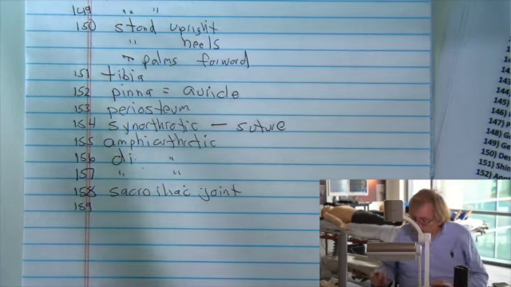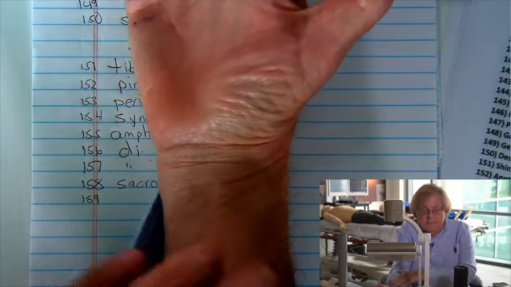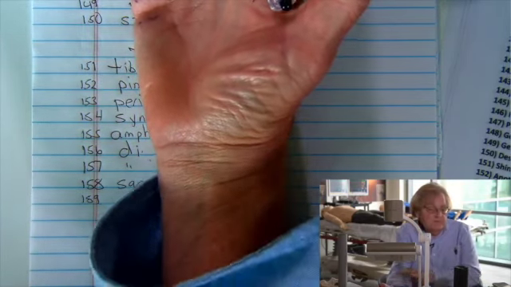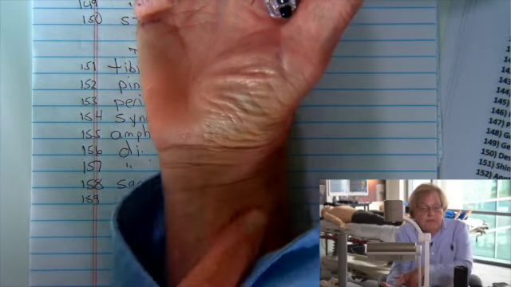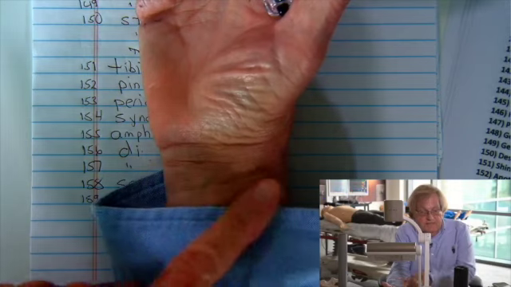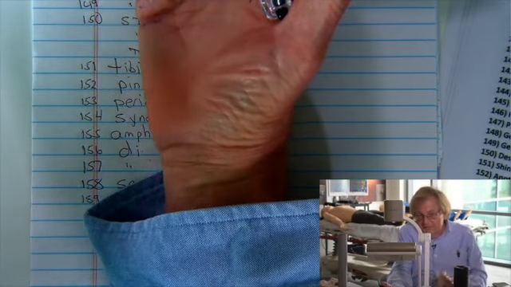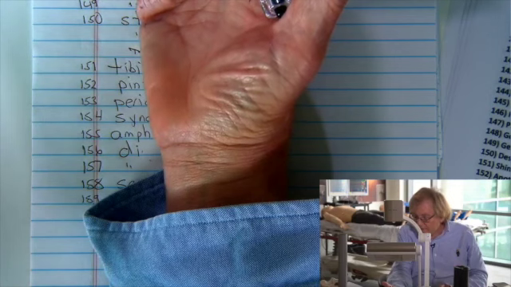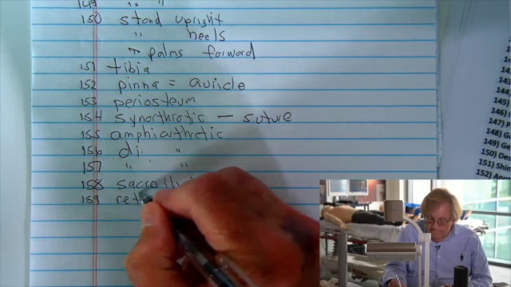159, the wristband. When you look at your wrist, sometimes people get carpal tunnel syndrome, which is compression of the median nerve. But there's a retinaculum, or a broad flat sheet of connective tissue that compresses that wrist and keeps those bands fairly tight. So therefore the wristband is called the retinaculum.